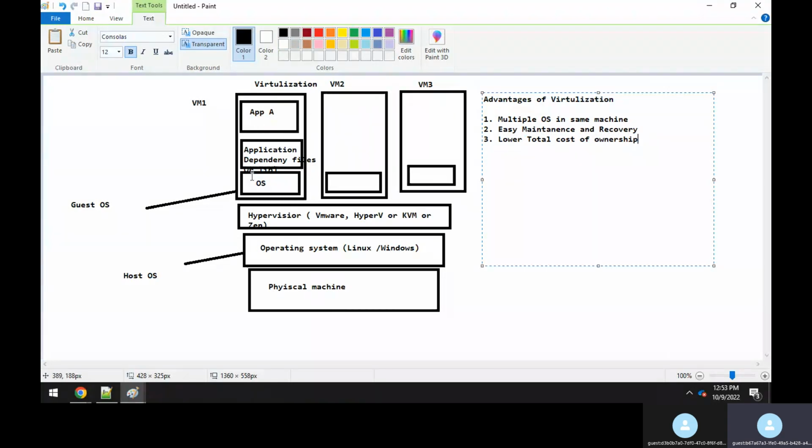So it becomes very simple to deploy the application or create different environments. Like you can create an asset environment, a dev environment, a pilot environment, with the help of different VMs. So these are the advantages. What are the disadvantages of virtualization?